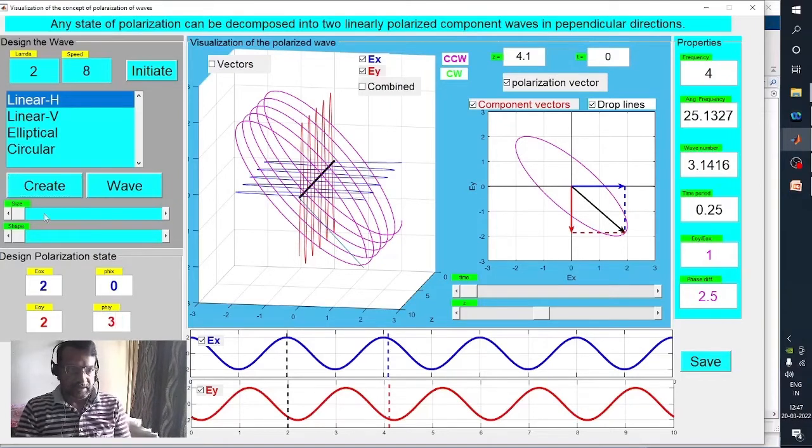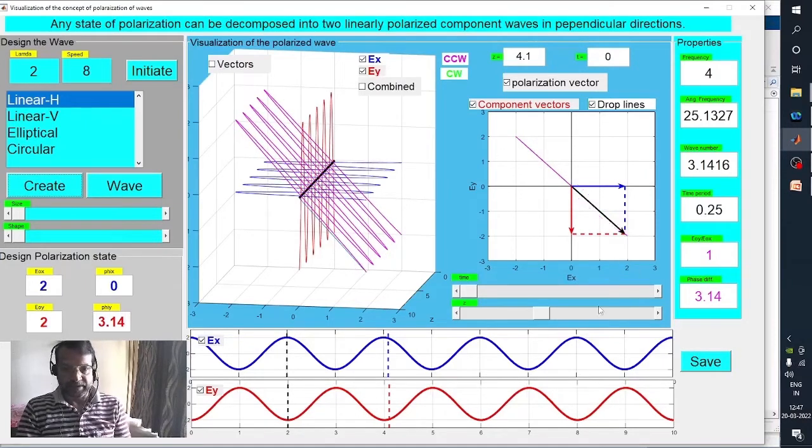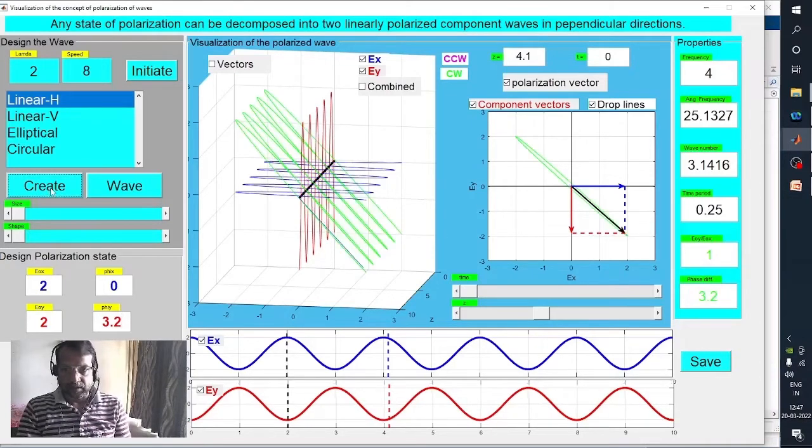2.5, 3, it's a very thin ellipse, and 3.14, it becomes a line. And after 3.14, let me put 3.2. Till now, from 0 to 3.14, the color was magenta. It was counterclockwise or left polarized. Now the color has changed. That is, now it becomes clockwise rotation. That means the polarization becomes right polarized.